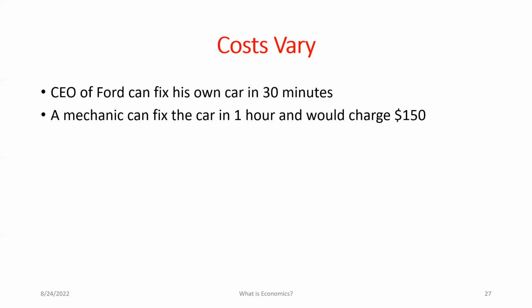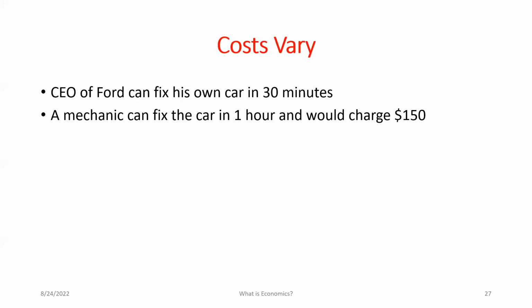Because if he lets the mechanic do it, the additional benefit to the CEO is that he can work and make an additional $1,000. So his marginal benefit of letting the mechanic fix his car is $1,000. The additional cost is $150. He's still net positive $850. So if we factor in the value of time, just because someone can do something better, the CEO can fix this car in less time, doesn't mean it's necessarily optimal.